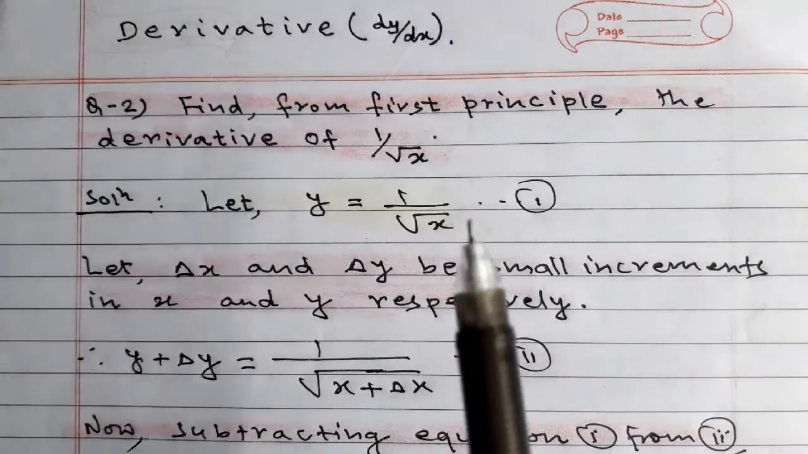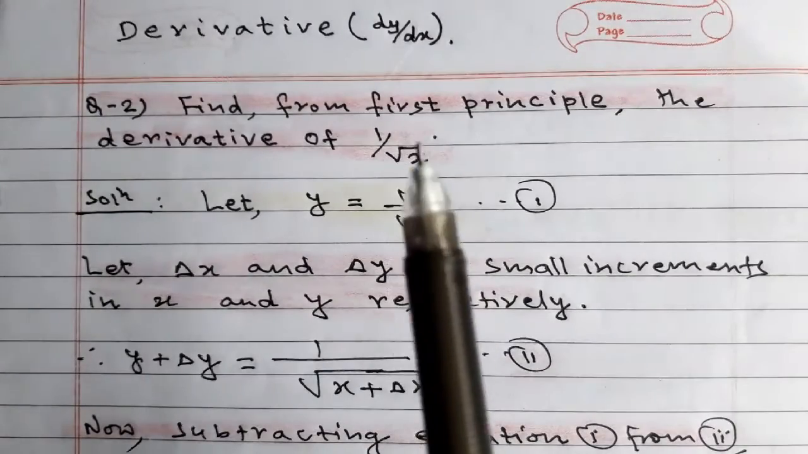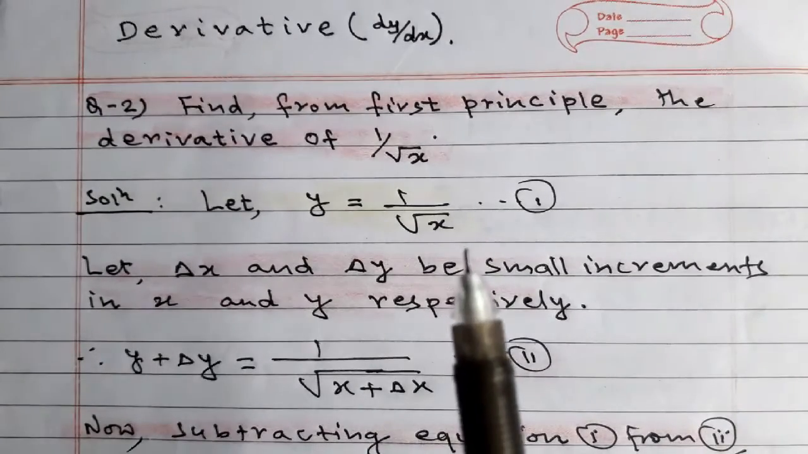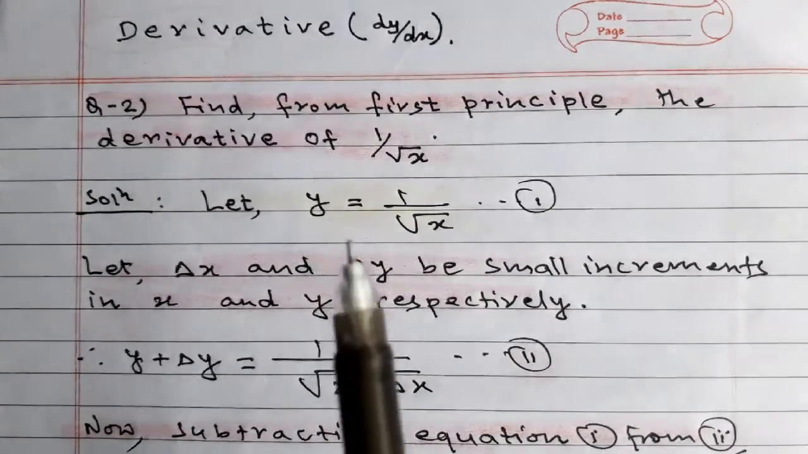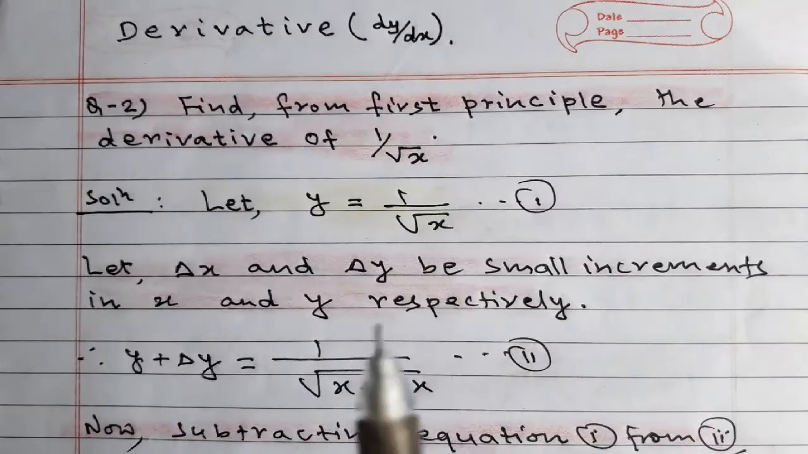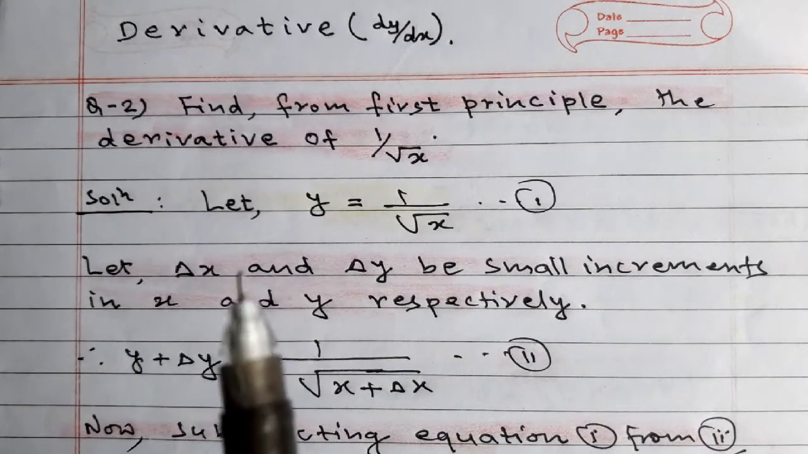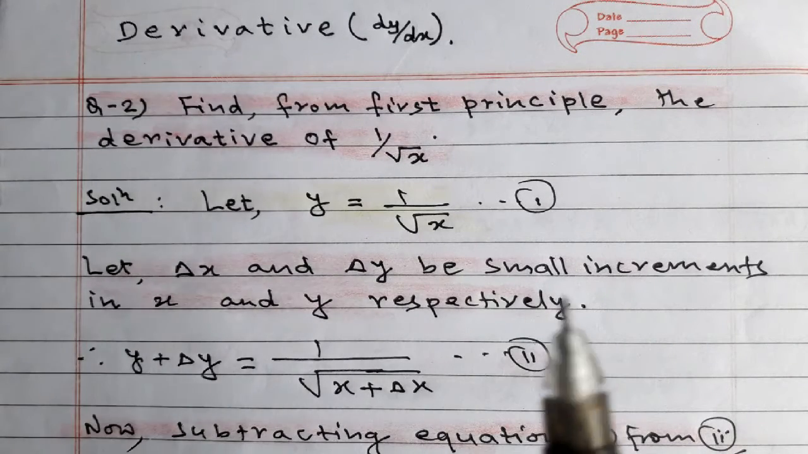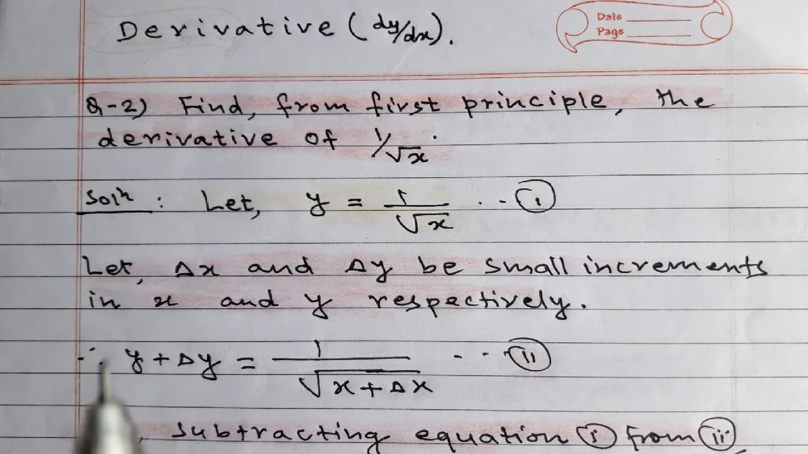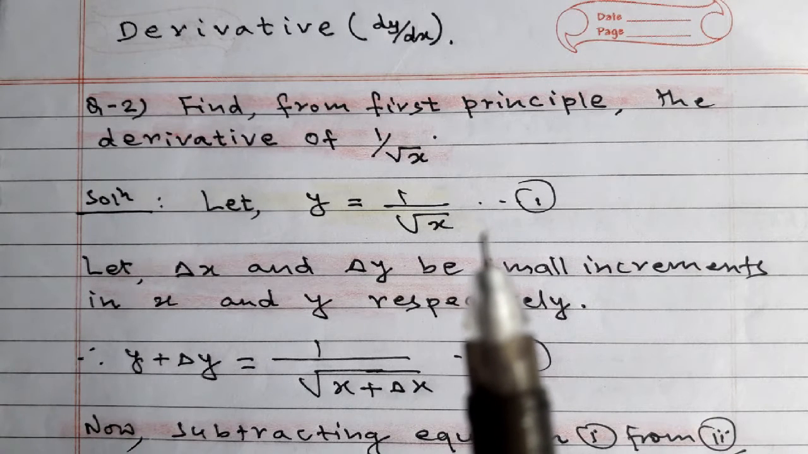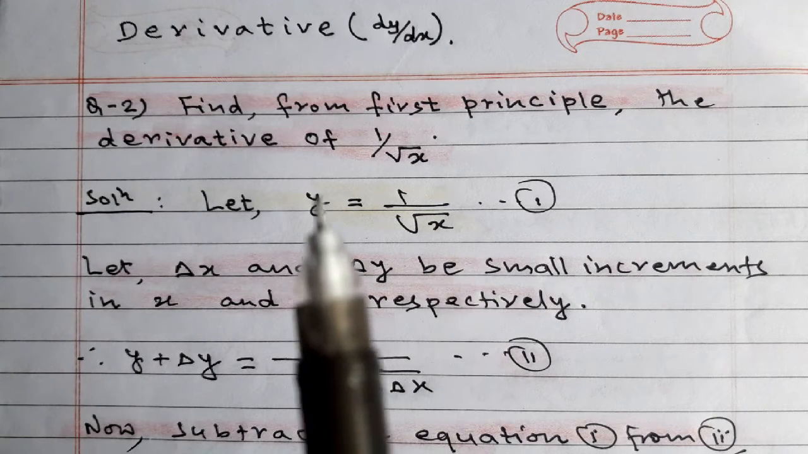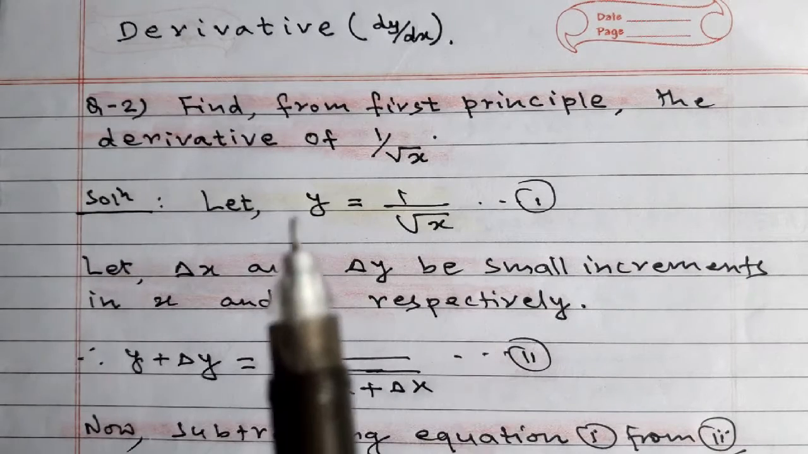Solution: let y is equal to 1 by root x. The given function is 1 by root x. So let's suppose y is equal to 1 by root x, and we will find the derivative of the function 1 by root x by using the first principle, derivative from first principle. The first step of the derivative from first principle is we have to add delta x and delta y in x and y respectively.